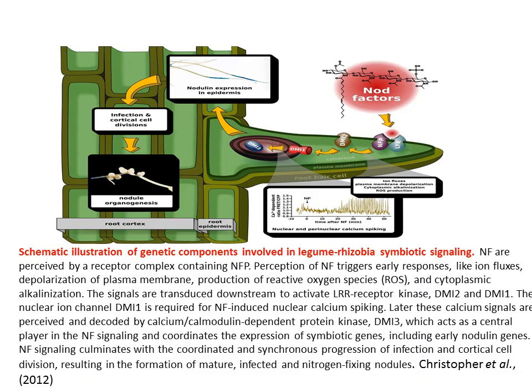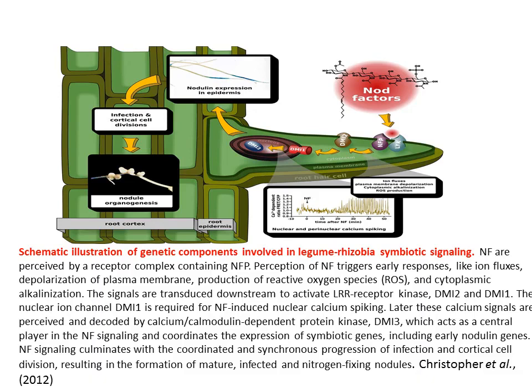Due to the perception of this nod factor, it triggers early responses like ion influx, that is calcium influx, depolarization of the plasma membrane, production of reactive oxygen species, and cytoplasmic alkalization. Because of the perception of the nod factors, the early responses are like this.